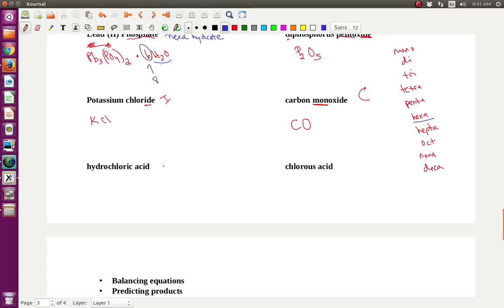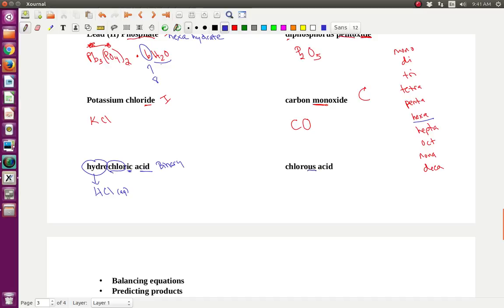Now, as far as naming acids, if it's hydro something ic acid, that means it's binary, which means 2 things. So hydrochloric acid would be HCl. Hydro means write down the hydrogen, and then whatever the something is in the middle is the element, and then ic acid. Hydrochloric acid, and it's always aqueous, meaning it's dissolved in water.